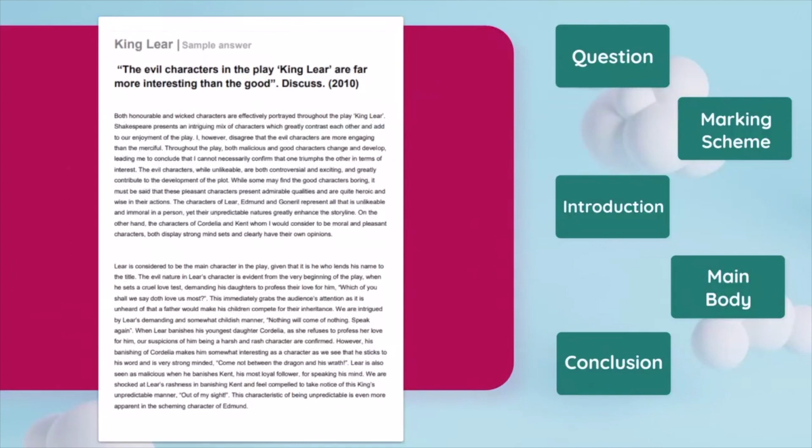Once again, we're going to be looking at the question, breaking it down, looking at which parts are going to be important, what we really need to focus on. We'll have a quick look at the marking scheme. Then we'll go paragraph by paragraph, looking at the main body and looking at each of the different character analysis. And then finally the conclusion. So let's go straight into the question.